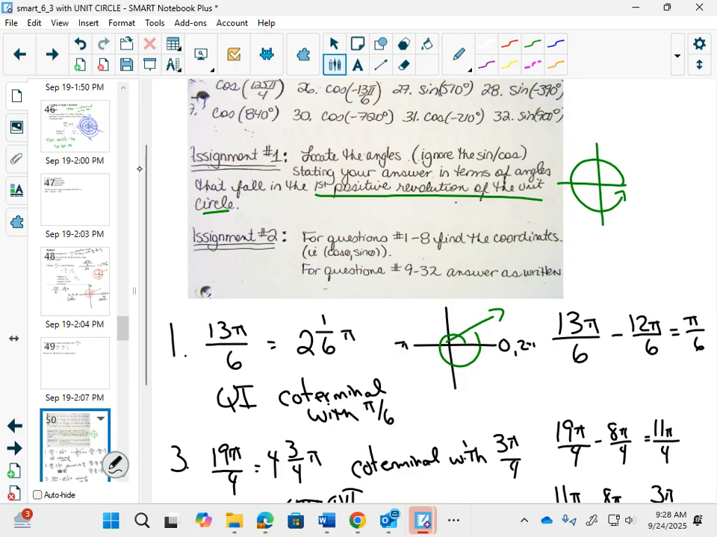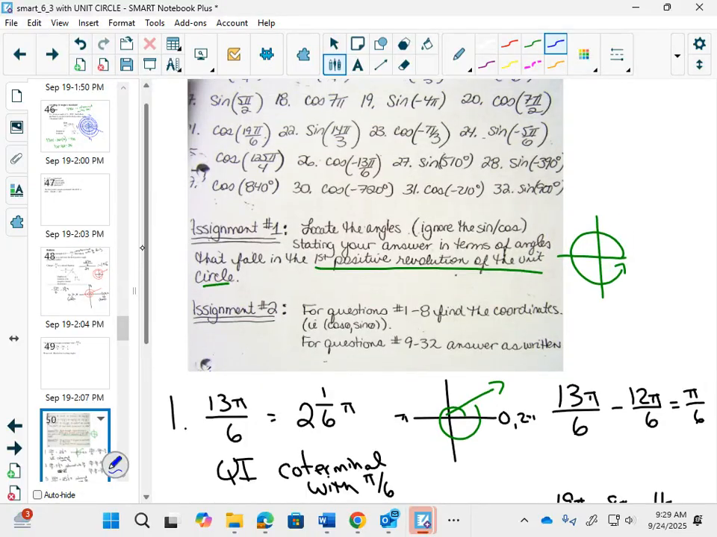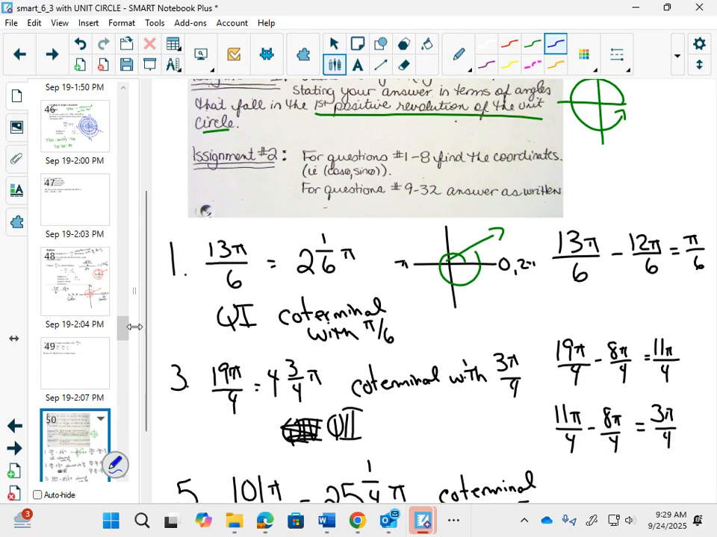Okay, that is assignment 1. I'll do these 3 questions with assignment 2. Assignment 2 says for question 1 to 8, state the coordinates on the unit circle for that angle. And in questions 9 to 32, it actually wants you to evaluate what is cos or sine. So in question 1, we figured it out, it's coterminal with pi over 6. Look at your unit circle. The coordinates of pi over 6 are root 3 over 2 comma 1/2. That means the coordinates at 13 pi over 6 would be root 3 over 2 and 1/2.